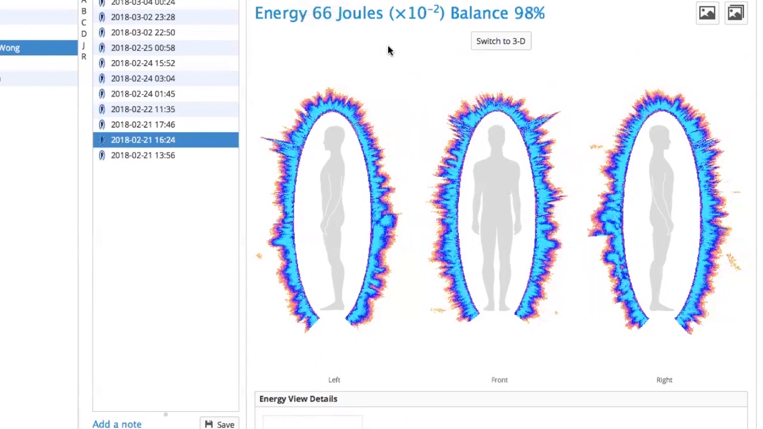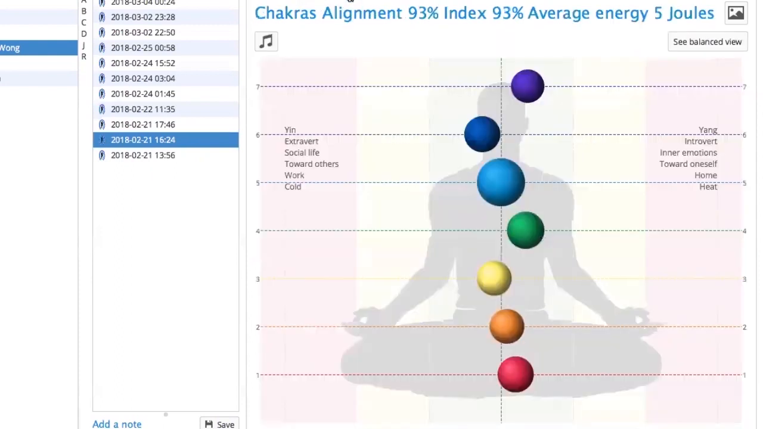Okay, and let's see chakras. It also shows you the chakras. The size of the chakra shows you how much energy is in each chakra. And whether it's to the left or right shows you whether it's aligned to yin or to yang. You can see right now the alignment is 93%, so it could have improvement. You can see the throat chakra is extra strong, and maybe this one's a little bit weaker. That's how you can see the alignment of your chakras.